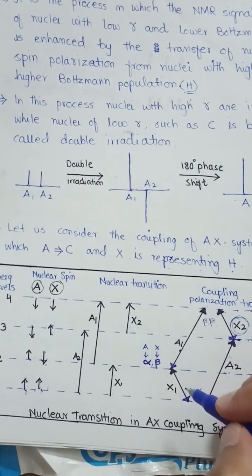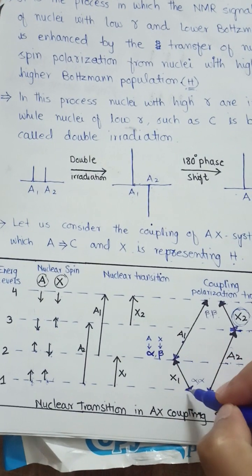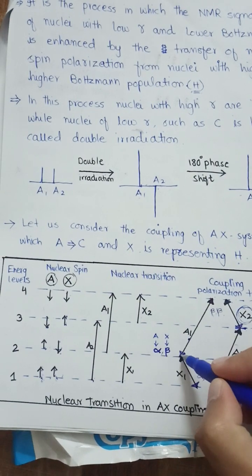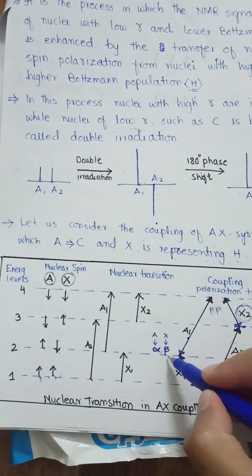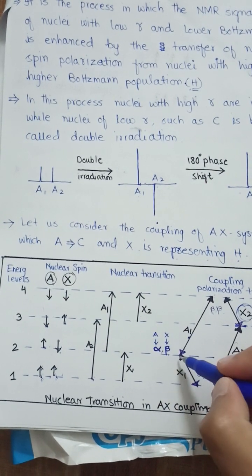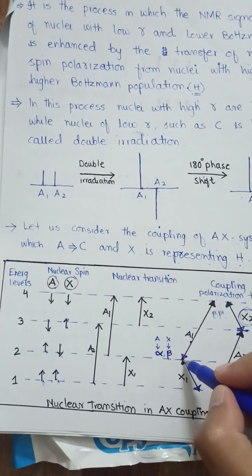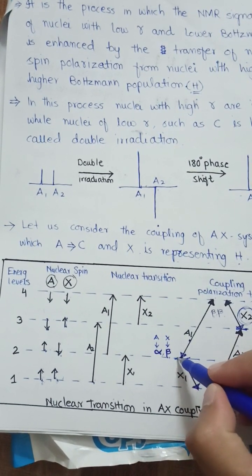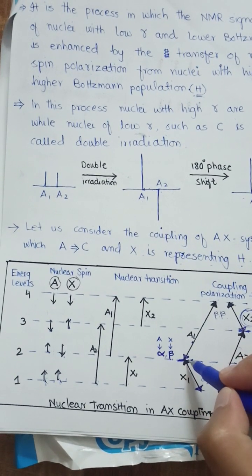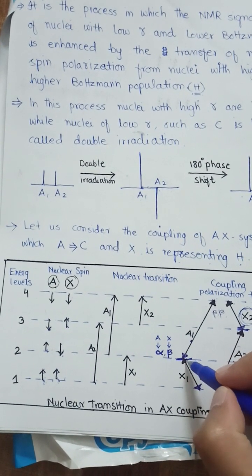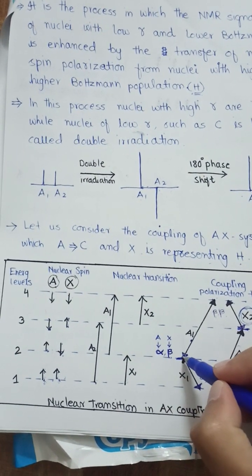And the same in the case if the X1 is excited with an RF pulse from energy level 1 to 2, so it will enhance the signal at beta spin state at the second energy level. So due to this enhancement of the nuclei at this position, due to Boltzmann population, here it will be increased due to this excitation of this proton.